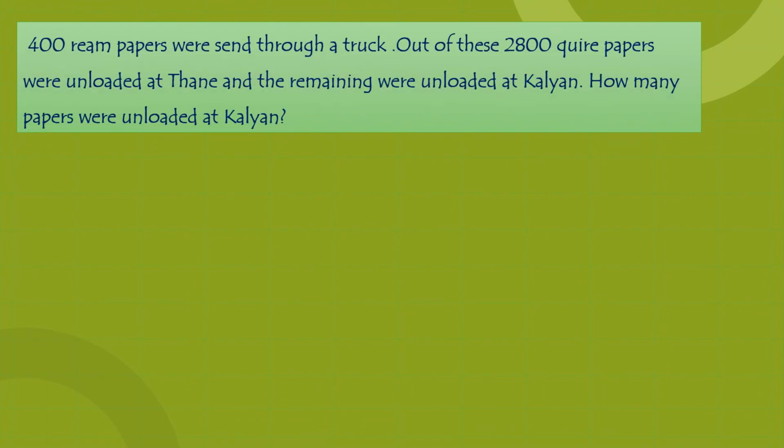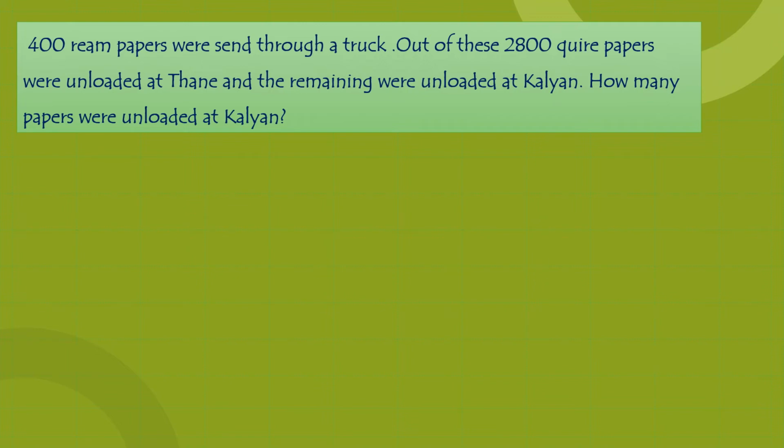400 rim papers were sent through a truck. Out of these, 2,800 quires of papers were unloaded at Thane and the remaining were unloaded at Kalyan. How many papers were unloaded at Kalyan? So, pay attention to the question. The question says that I have 400 rims of papers. Now, if you know how many quires are in a rim, the sum will be very simple. So, 400 rims of paper I have in a truck, and out of which 2,800 quires of paper were unloaded at Thane, and the remaining were unloaded at Kalyan.